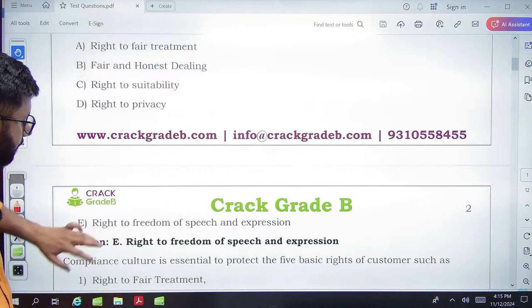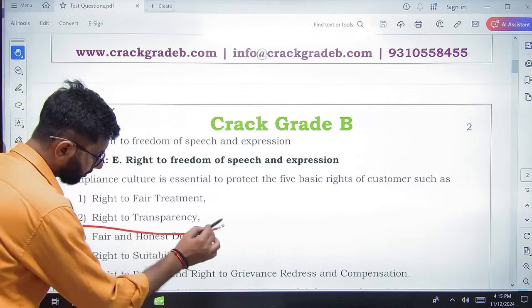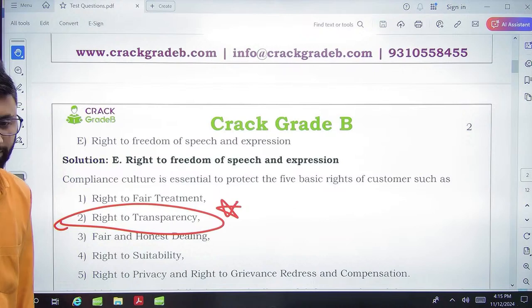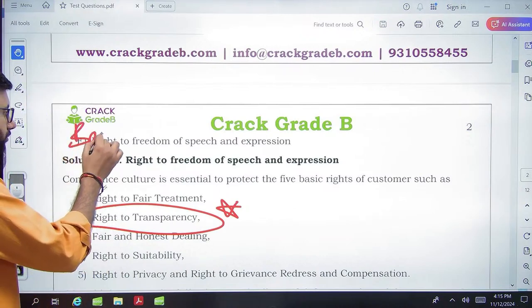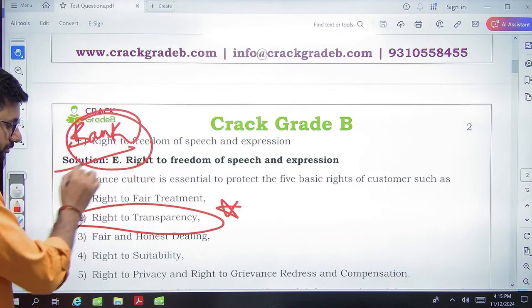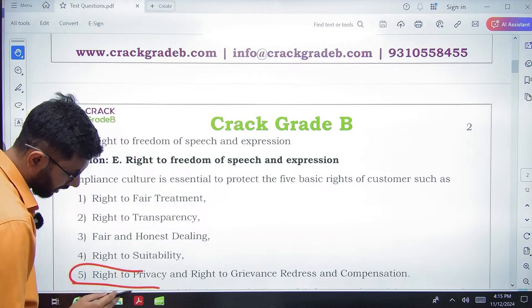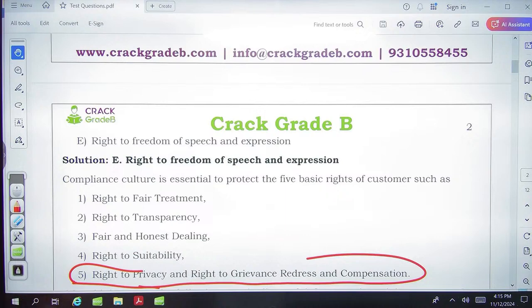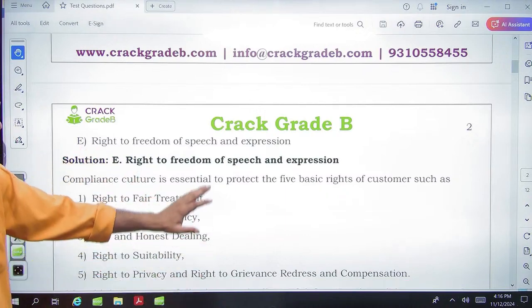So apart from these 4, what else is there? Right to transparency is also one of the basic rights that must be provided by the bank to the customer. And it also includes right to privacy, which is a very big right. It includes right to grievance redressal and compensation also. Is this clear? Any confusion?